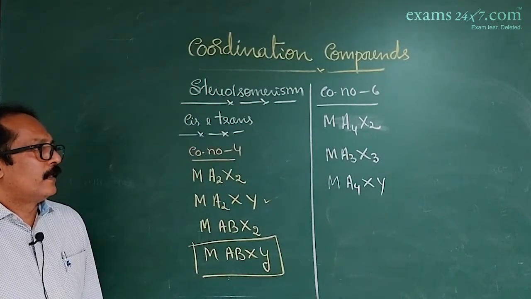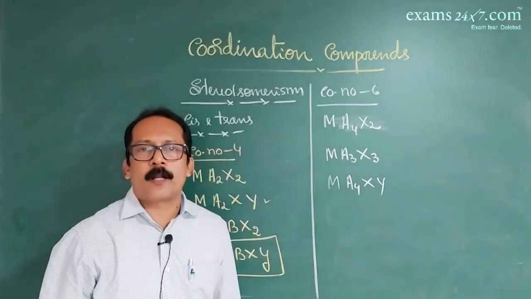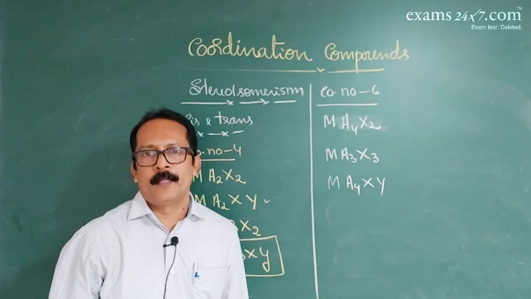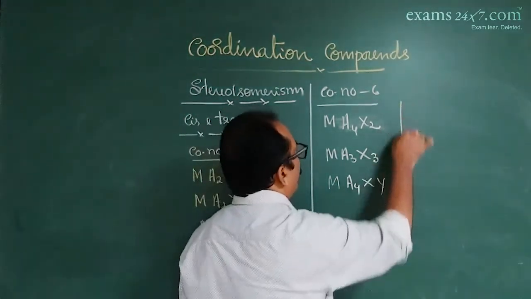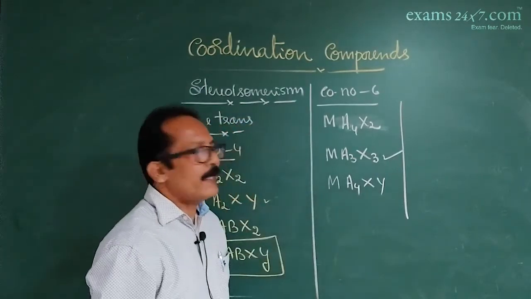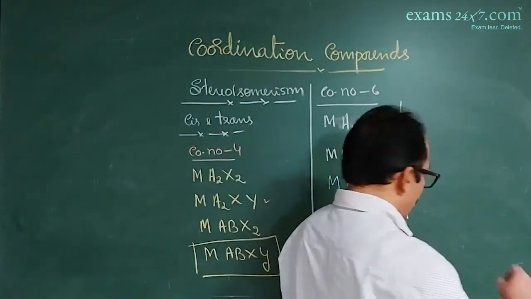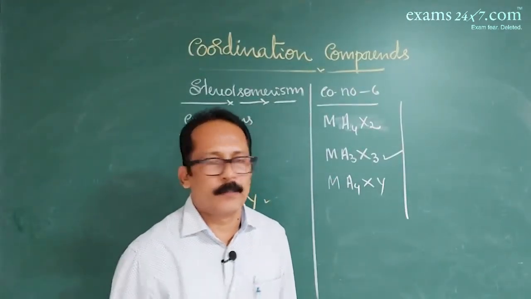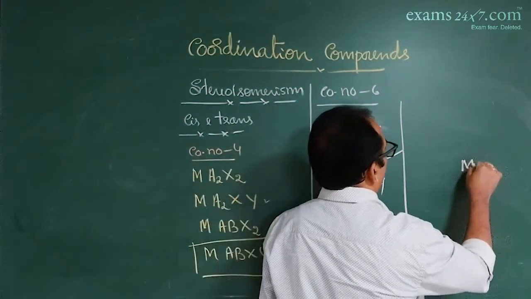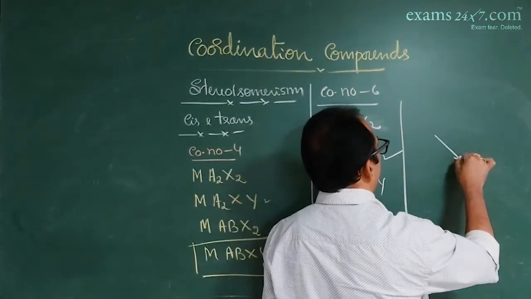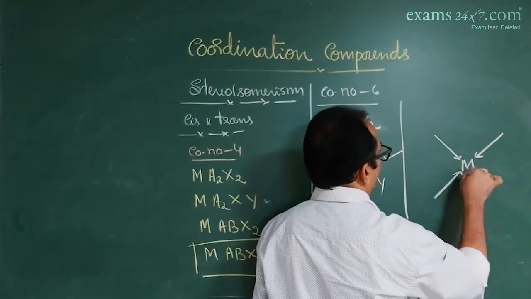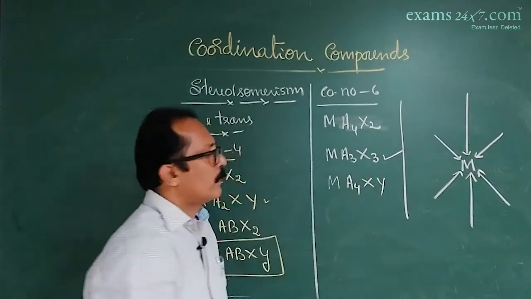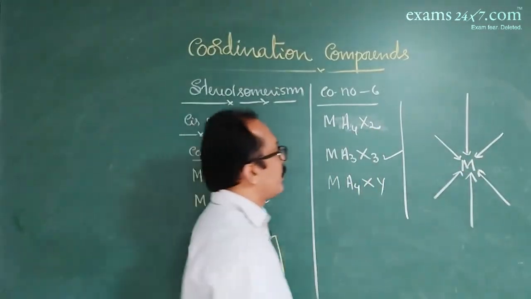Now, in the case of MA3X3, there is a special type of isomerism called facial isomerism and meridional isomerism. I'll go for this complex, MA3X3, where the cis form is called facial and the trans form is called meridional. There are 6 ligands. The geometry is octahedral, and all complexes with this formula exhibit octahedral geometry.